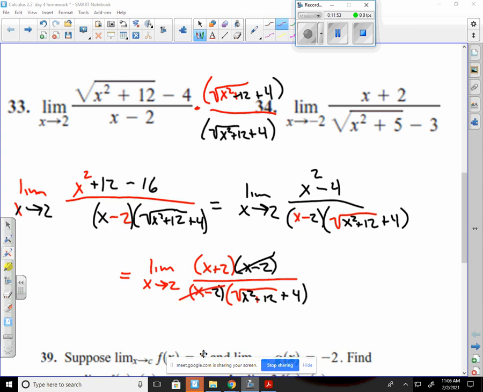X minus 2's cancel. Now I can plug my 2 in. 2 squared is 4. 4 plus 12 is 16. Square root of 16 is 4. 4 plus 4 is 8 on the bottom. On the top, it's 2 plus 2, which is 4. This reduces to 1/2.